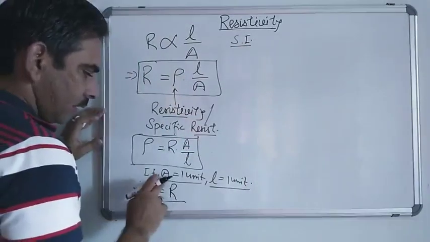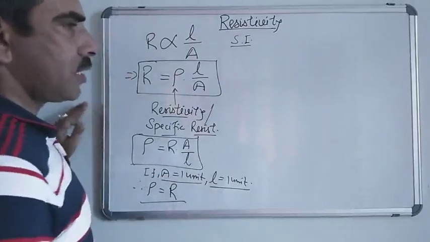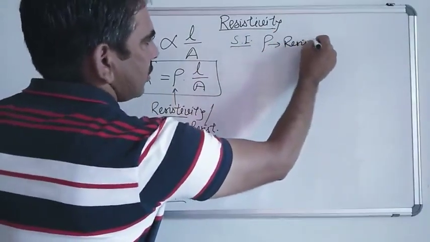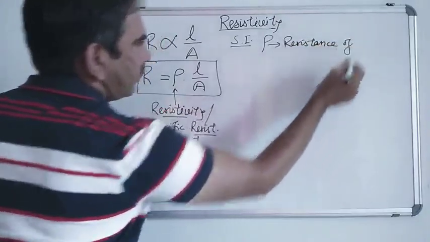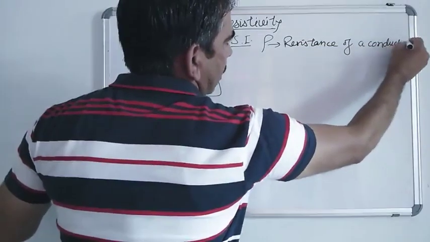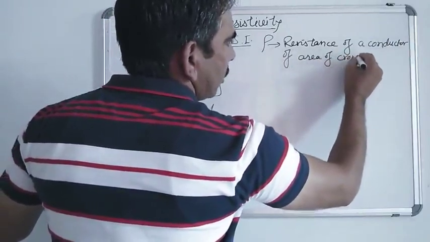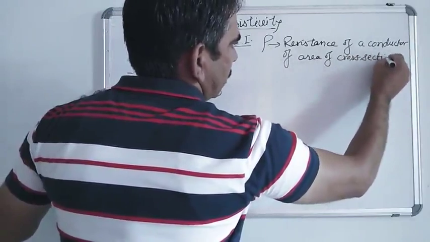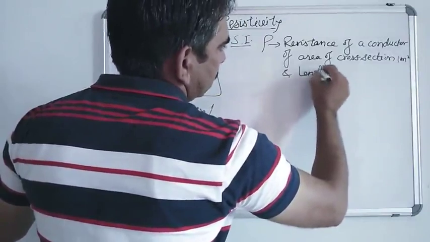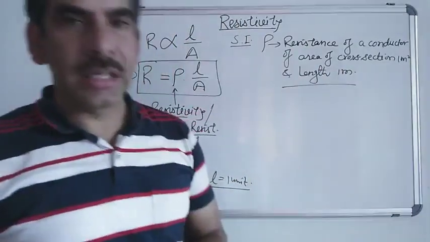In the SI system, the units for area of cross section are meter square and for the length are meter. So we can define the resistivity as the resistance of a conductor of area of cross section 1 meter square and length 1 meter. That resistance will be called the resistivity.